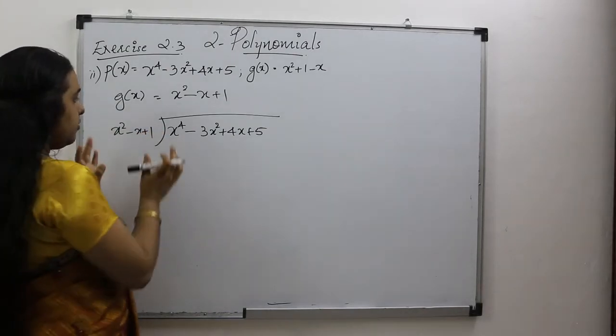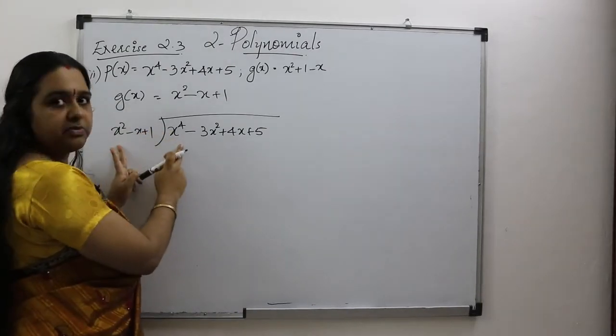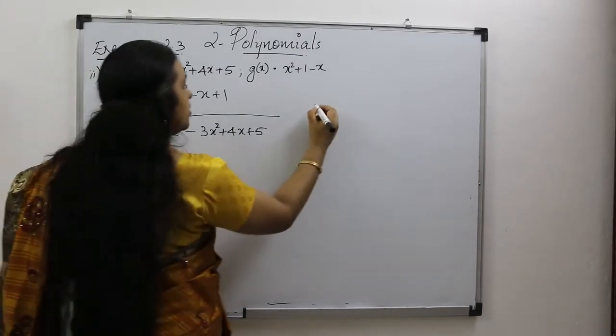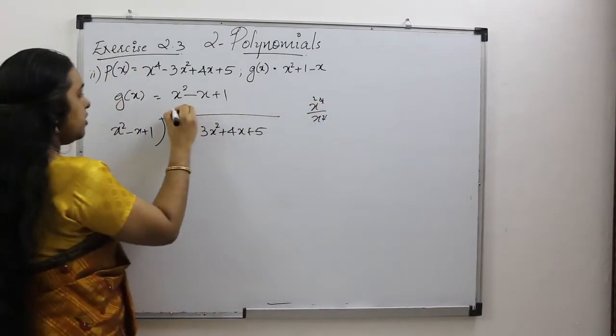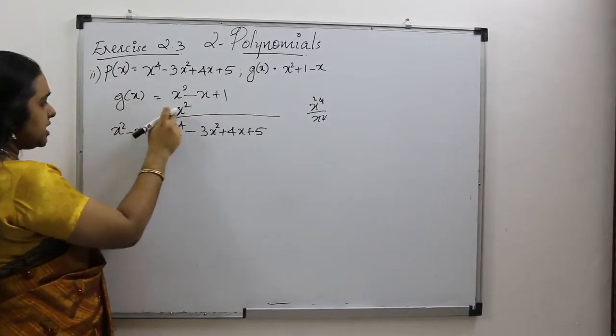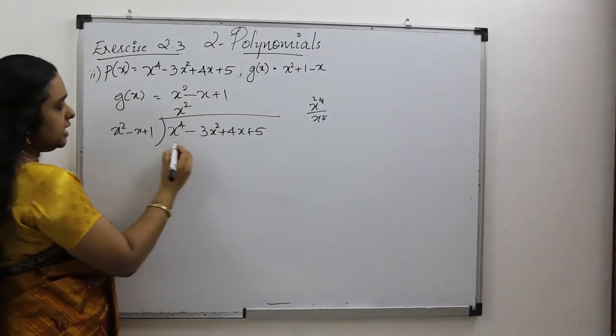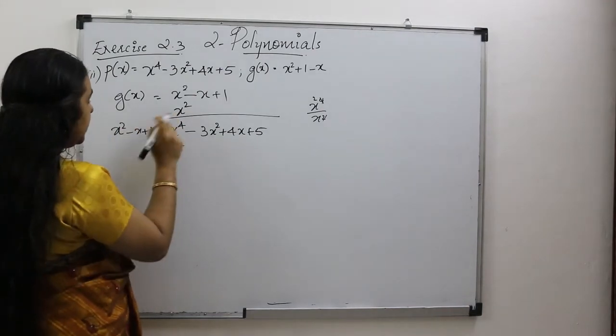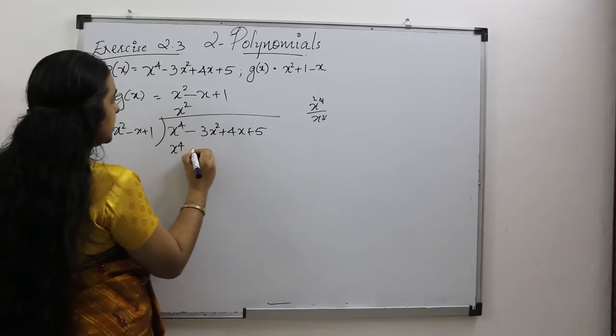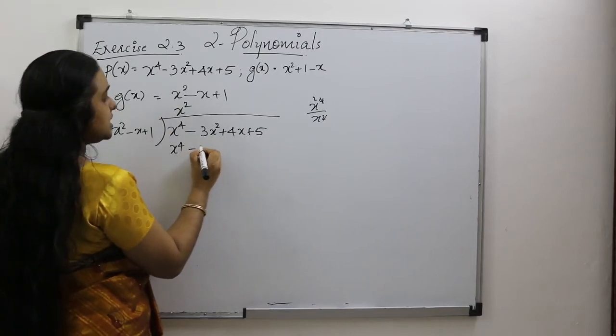Right? What we have to do? We have to take the first terms from the dividend and the divisor, and we are going to divide it. x raised to 4 by x square, that is x square. So our quotient will become x square. x square into x square is x raised to 4. Simple multiplication. x square into minus x is minus x cube, right?